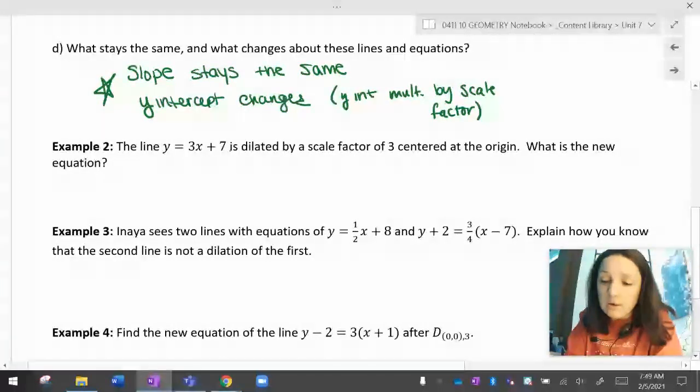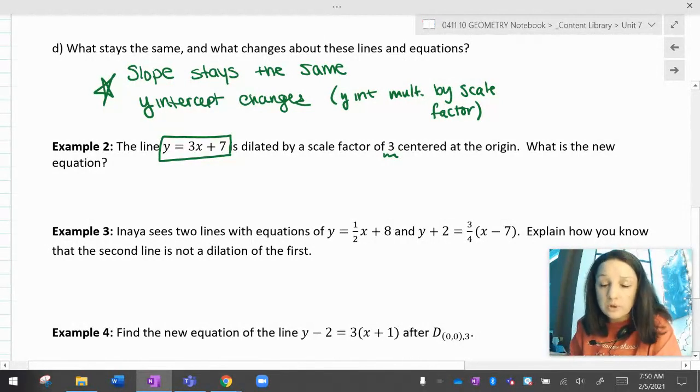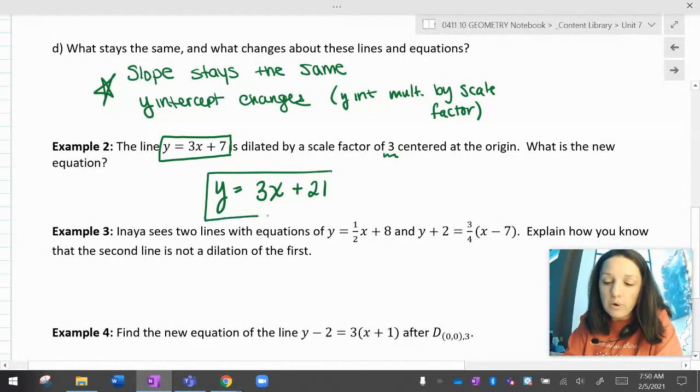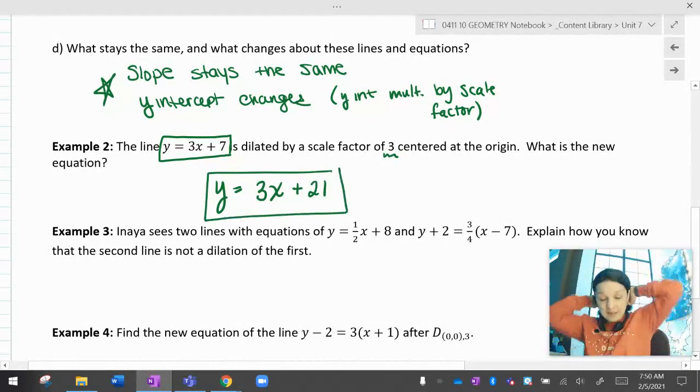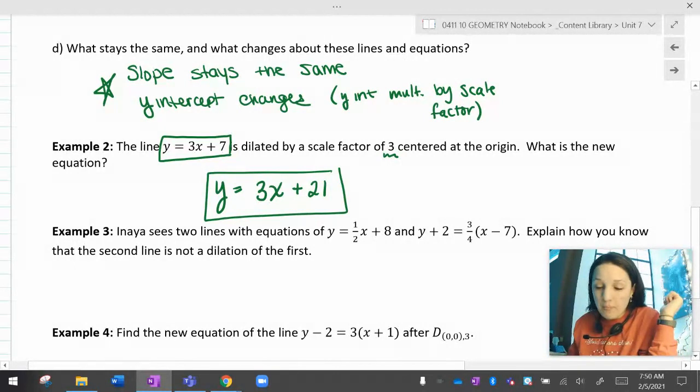So the line y equals 3x plus 7 is dilated by a scale factor of 3. What's the new equation? The slope stays the same when you dilate, so it's still 3x, but the y-intercept gets dilated by the scale factor. 7 times 3 is 21. That's it. Don't make it harder.